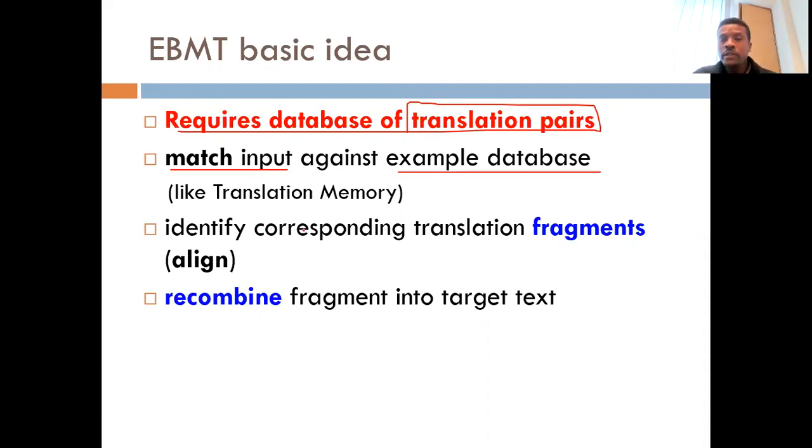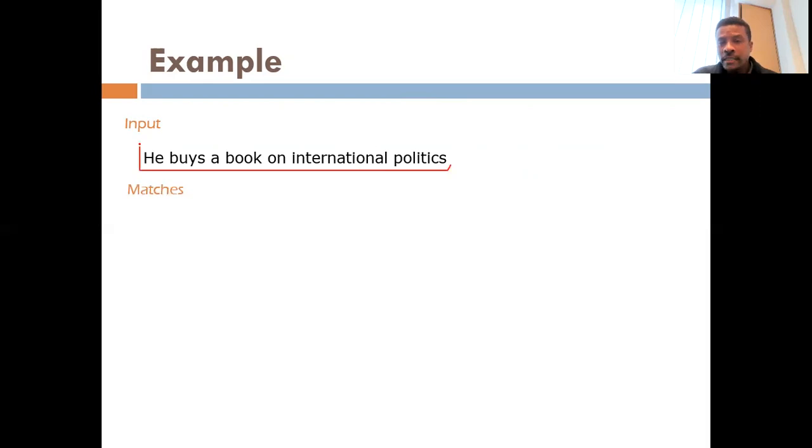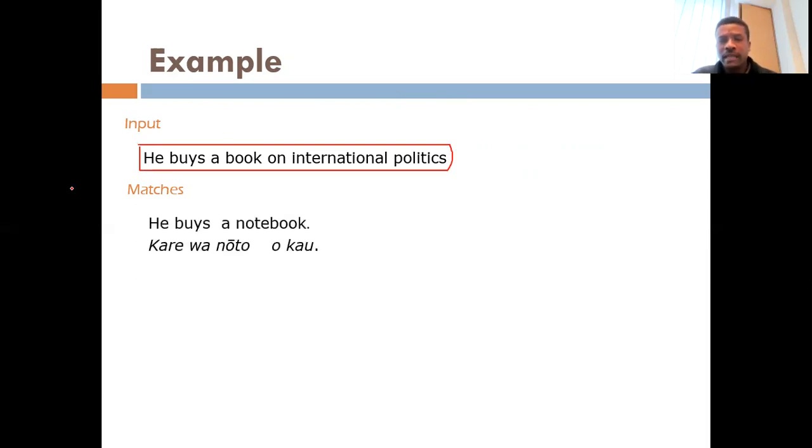And if the whole sentence is not found, then it tries to find fragments, align them, and finally recombine them. So this is how it works. As an example, if the input sentence is "he buys a book on international politics", it looks for the whole sentence in the database. If it finds it, the translation is perfect. If it doesn't, it's going to look for a segment of it.